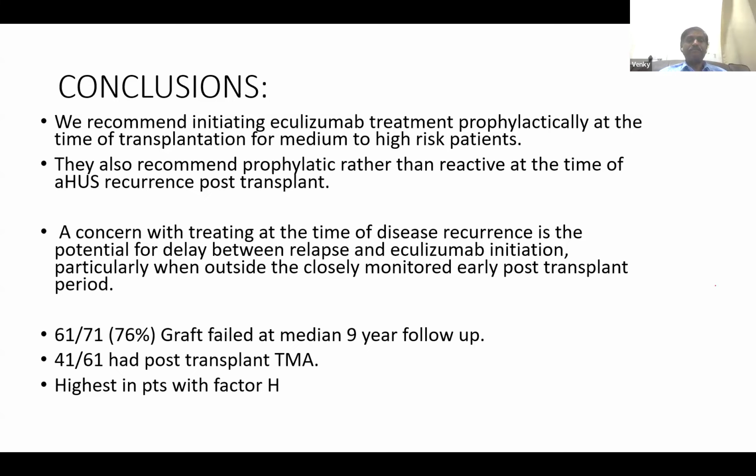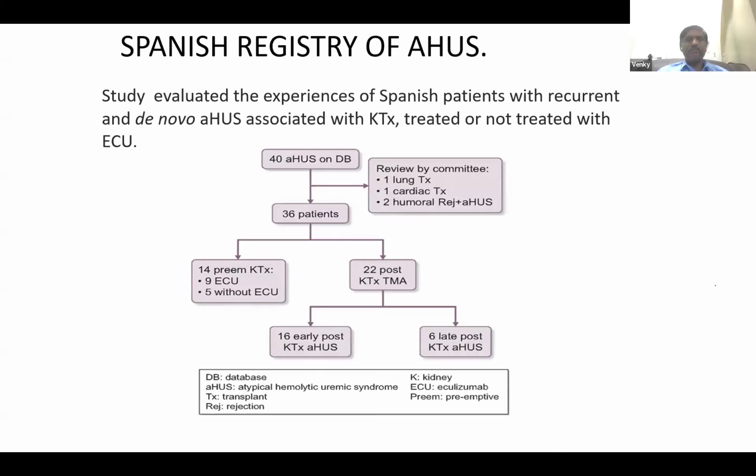than when we give it late. So in this study, at the end of 9-year follow-up, 61 out of the 71 failed actually. 41 had post-transplant TMA. Because of post-transplant TMA it failed, and the highest was in patients with factor H deficiencies. This was the UK cohort study which gave the evidence.